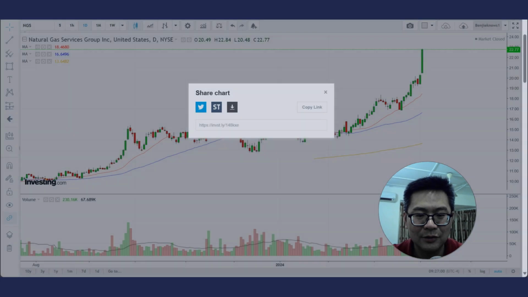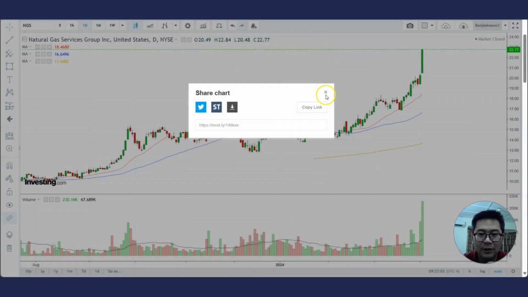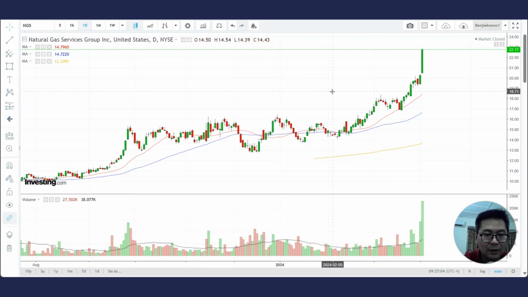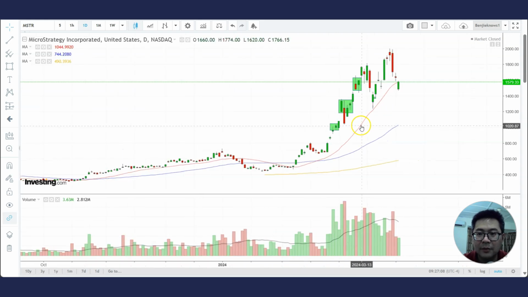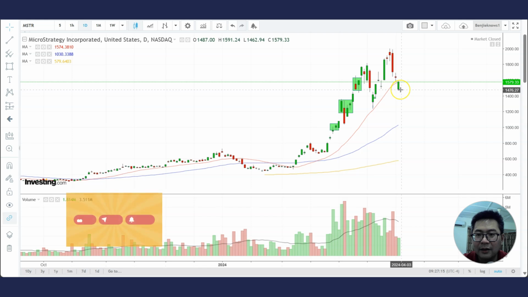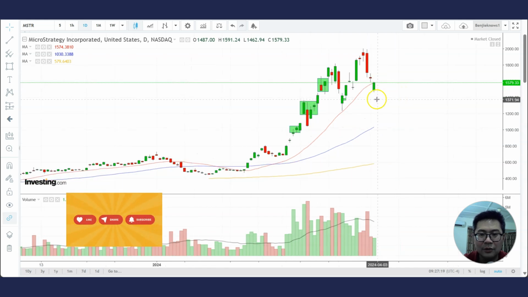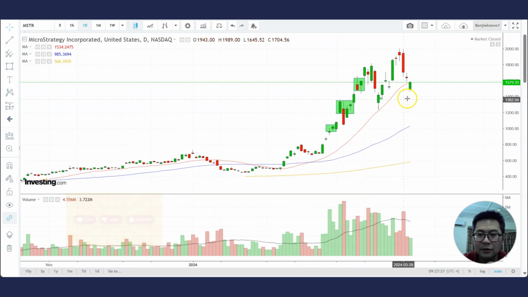We'll continue to look at MicroStrategy. Let me just key in the symbol. This is the daily chart of MicroStrategy. Well, yesterday we saw the stock actually gap down and then up. It kept down below the 20 MA. Something I usually don't like is when a stock goes below the 20 MA.